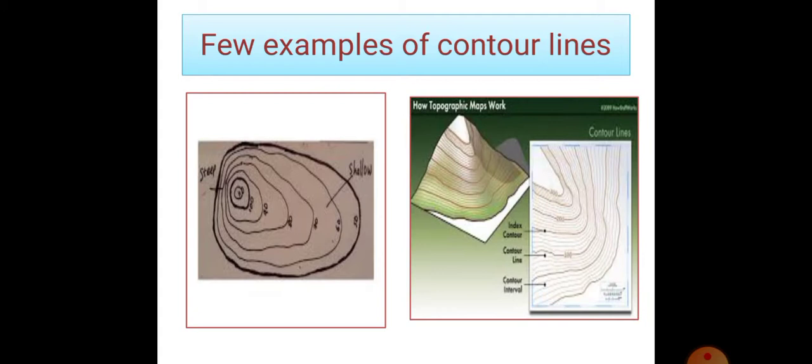Now let's have a few examples so that we can understand. Steep and shallow. We were just talking about steep. Look at the lines. It's a topography map showing the contour lines. So you have index line, contour line, then contour intervals. There are different types in this as well.